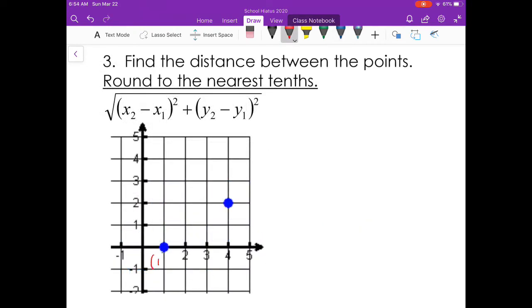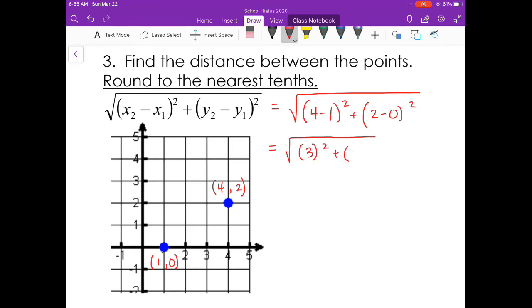For number 3, the points are shown on a graph. We'll identify the coordinates and substitute them into the distance formula. Then subtract inside each set of parentheses and square each result. Simplify and round to the nearest tenth.